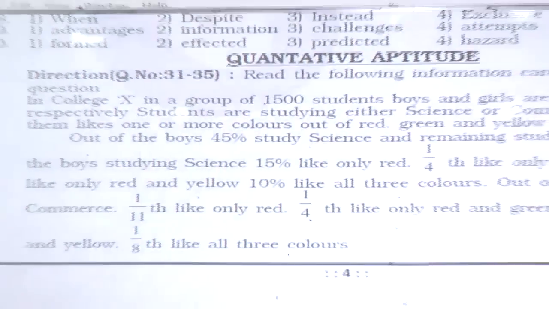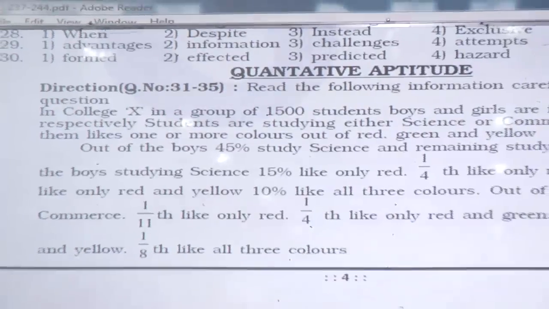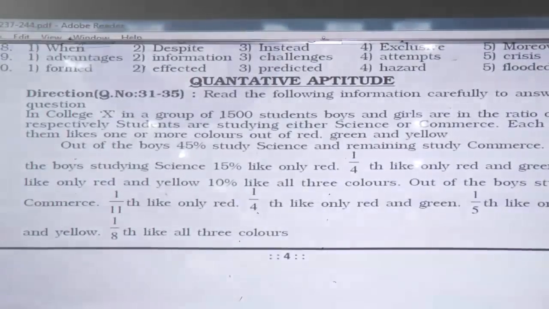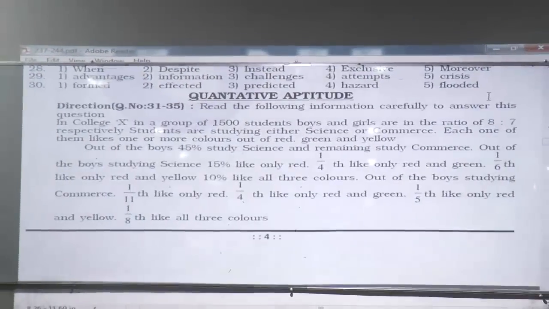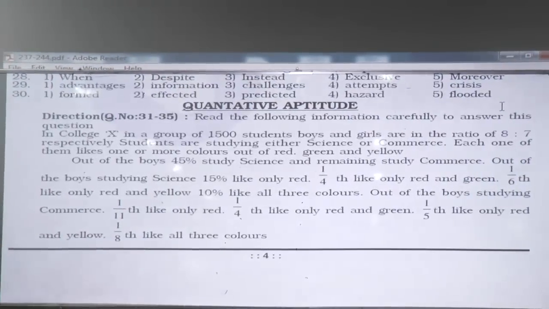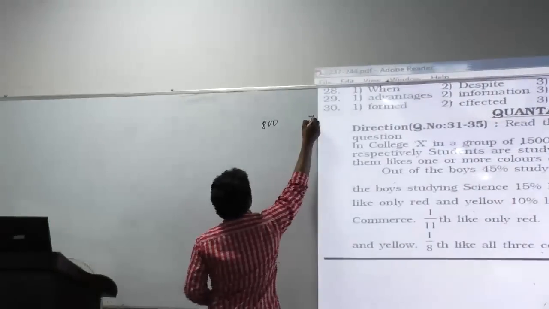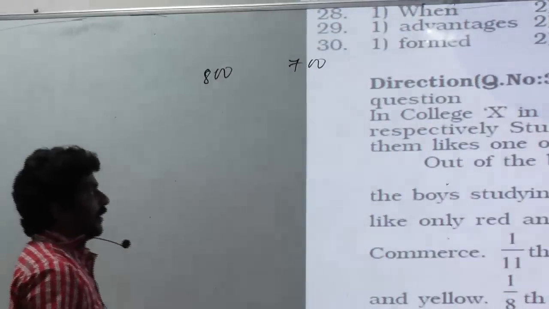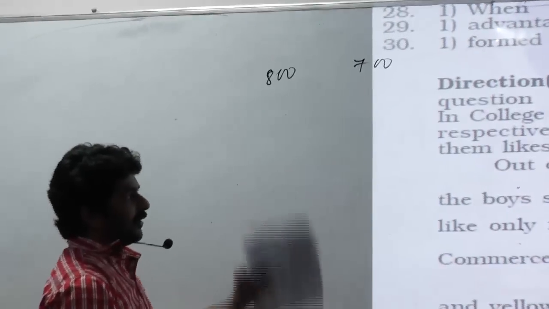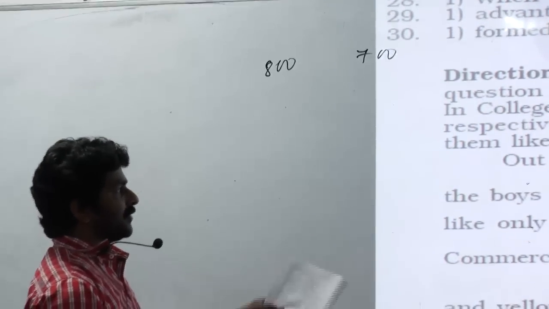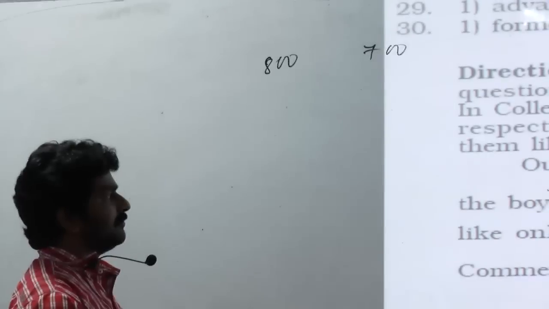Right. Now in college X, 1500 students, boys and girls, are in the ratio 8:7. Total 15 parts, and then 1500, each part is 100. So number of boys are 800 and girls are 700. Right? Each one likes one or more colors, red, green, yellow.